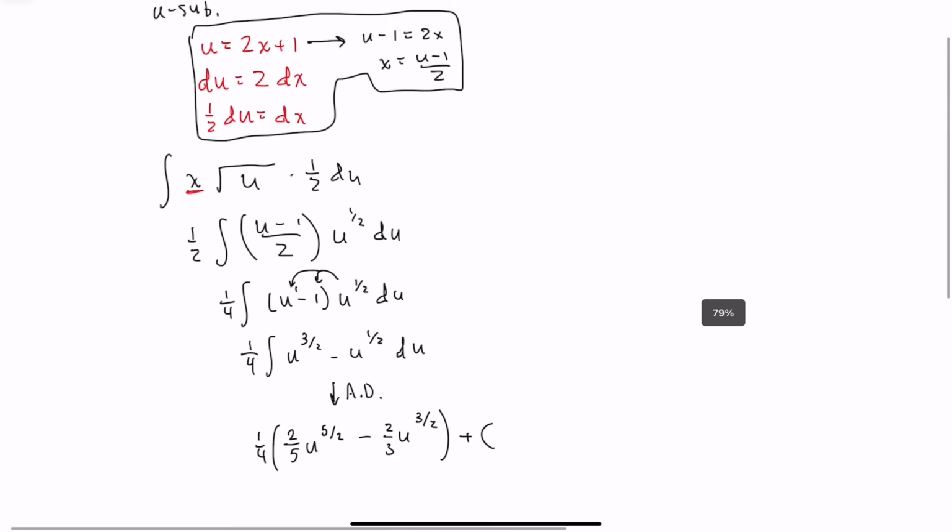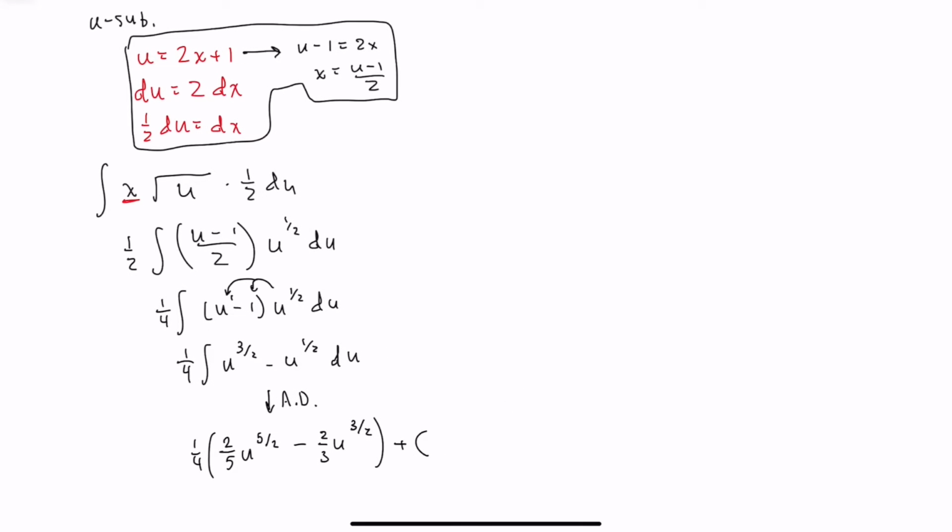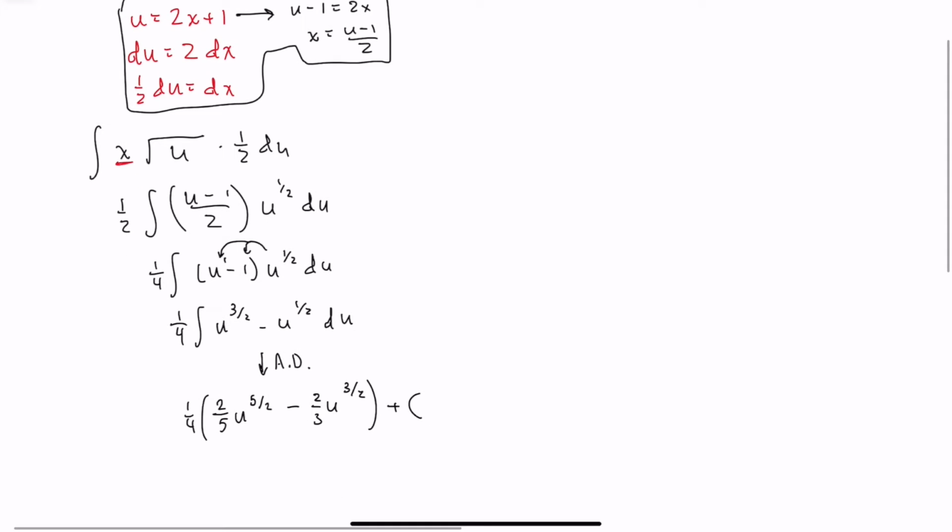Then we can back substitute using our substitution. So in fact, I'm going to distribute at the same time. So 1/4 times this, that's going to be a 1/2 times 1/5 because of the cross cancellation you get there, or 2 over 20, you can think of it like that. 2 over 20 is 1 over 10. And u was 2x plus 1, so this is 2x plus 1 to the 5/2. Okay. Minus 2/3 times 1/4, that's 2 over 12, which is 1 over 6. U, which is again 2x plus 1, to the 3/2.